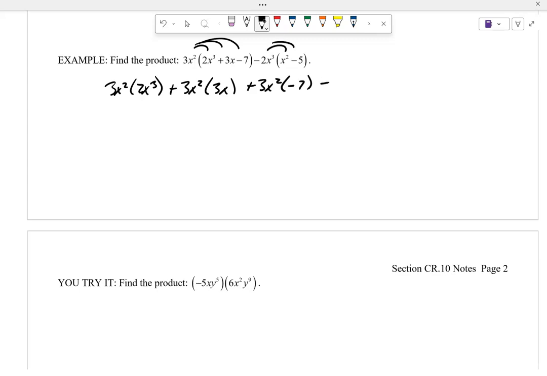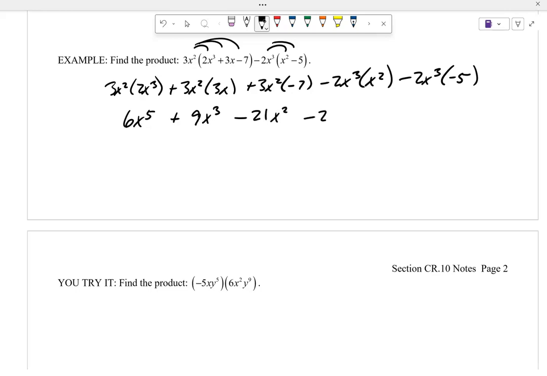Then here I've got a minus 2x to the third times x squared, minus 2x to the third times negative 5. So it looks like we have 6x to the fifth. X squared times x to the third gives us x to the fifth. 3 times 3 here gives us a 9. X squared times x, that'll give us 3 x's. 3 times negative 7, I got minus 21x squared. And then I got a minus 2x to the third times x squared, that'd be x to the fifth. And then negative 2 times negative 5, I got a positive 10x to the third.